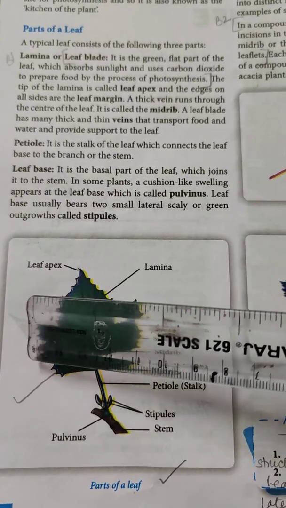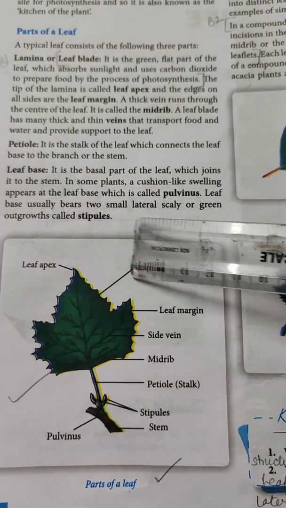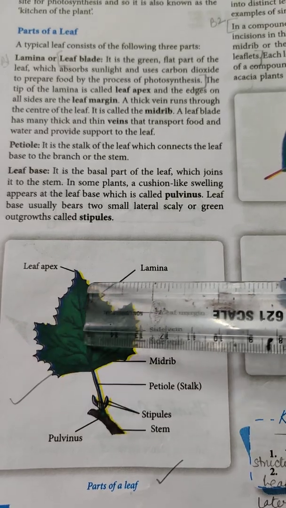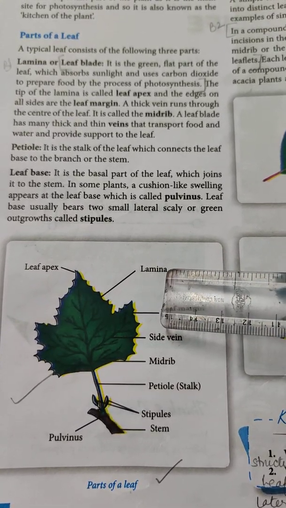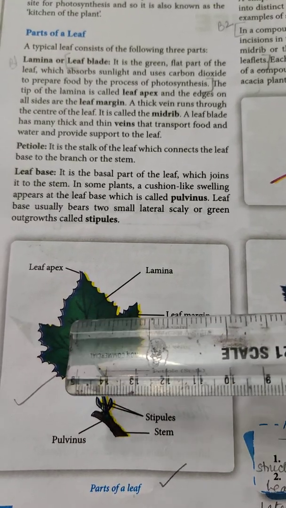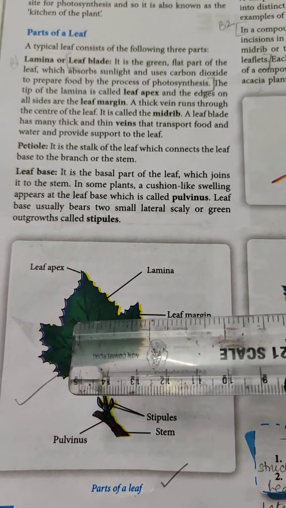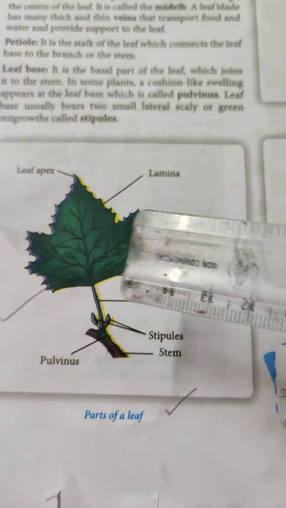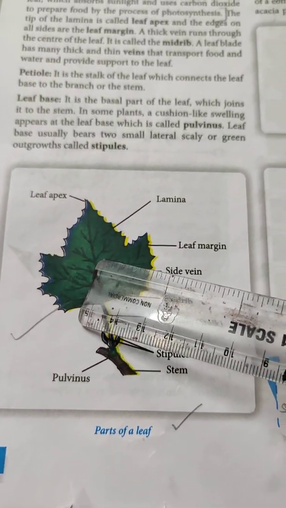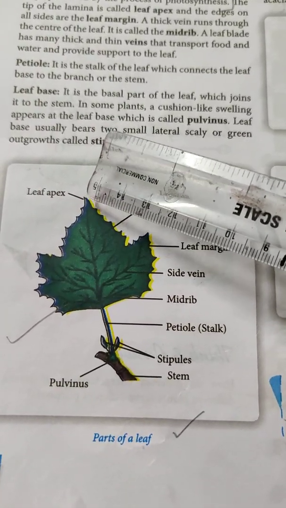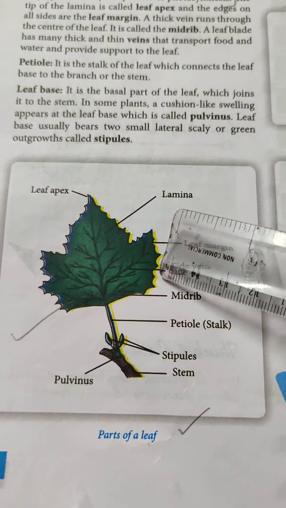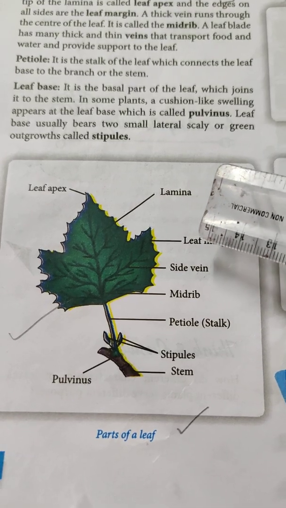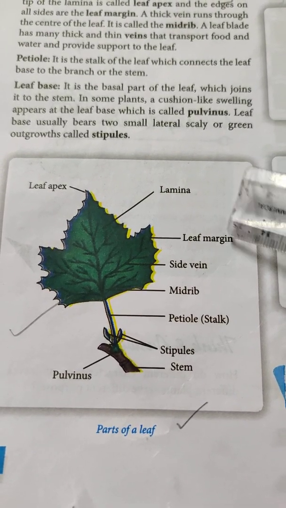Now the parts of leaf, as you can see, different parts have been labeled over here. The flat portion of the leaf is called the lamina. It is this lamina that absorbs sunlight and uses carbon dioxide to prepare food for the plant. The tip of the leaf is called the leaf apex. The edges of the leaf are called the leaf margin.